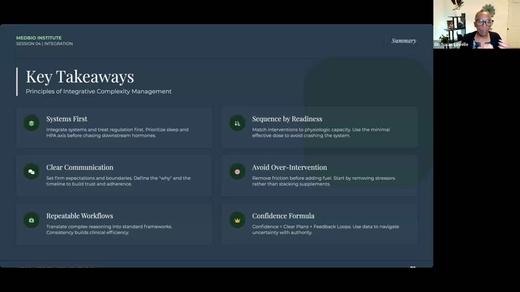Make sure that your workflows are repeatable. You really need to have frameworks. Will you come out of frameworks? Of course. There are always going to be something or someone who needs something outside of them. But when you've got frameworks, when you've got a baseline, it's so much easier to say, okay, this is what's going on here. And then you can explain to them and to yourself the reasoning behind why you're doing what you're doing.